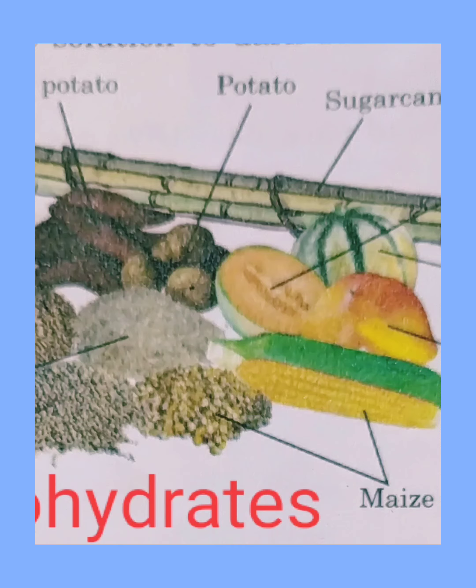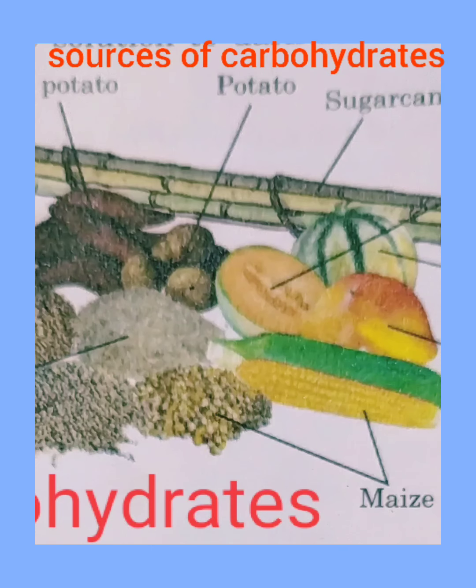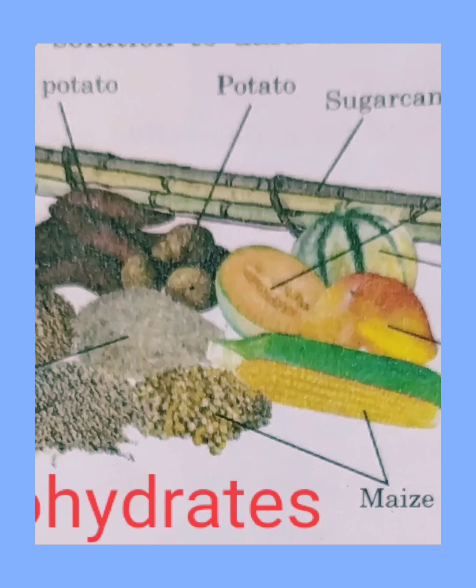Look at the pictures of some sources of carbohydrates. Sweet potato, sugarcane, papaya, melon, mango, maize, bajra, rice, and wheat. These are the sources of carbohydrates.